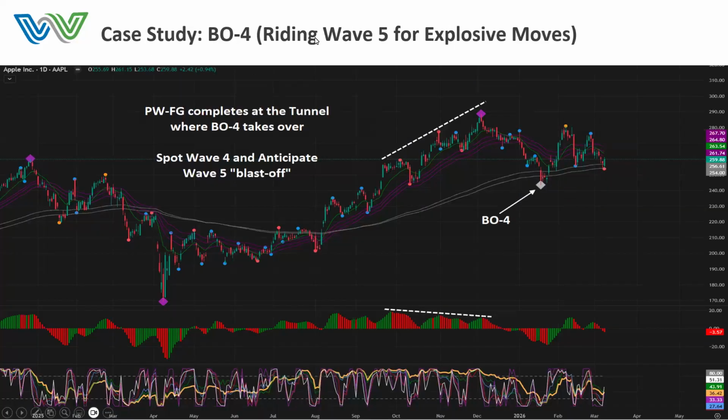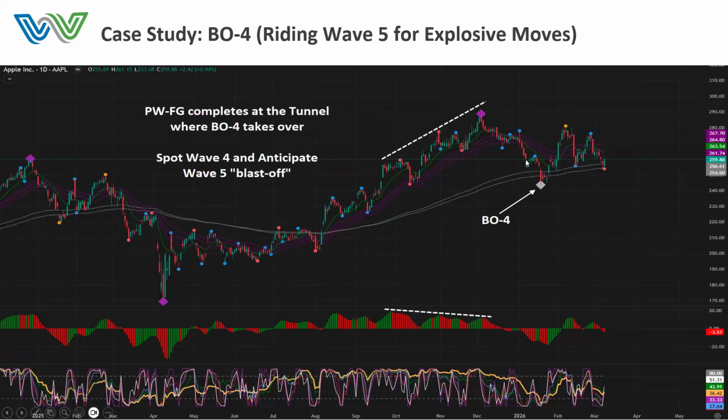So now let's talk about the breakout 4, riding the wave 5 for explosive moves or not. It doesn't have to be an explosive move. So this is Apple. And here we have the divergence, the market moving higher. We have triple divergence here. So the PW fill the gap completes at the tunnel where the breakout 4 takes over. So this is spotting the end of this move and anticipating a wave 5 move or a deeper correction. Okay, not necessarily true that it's going to be a blast off move.